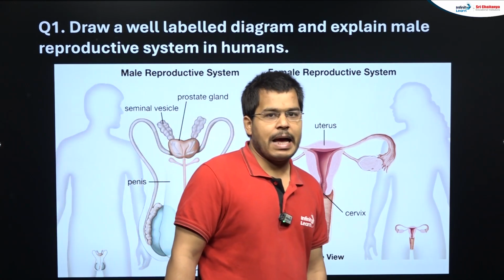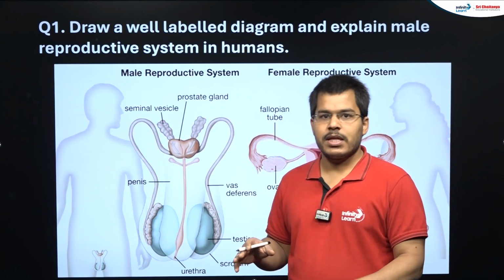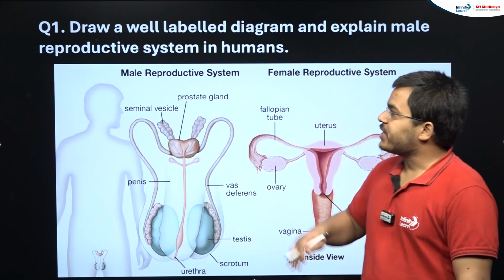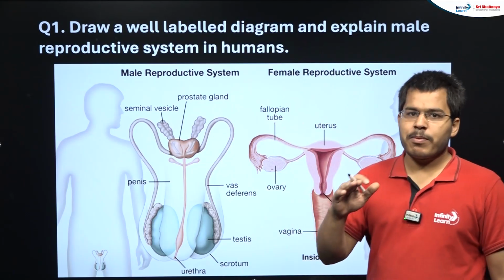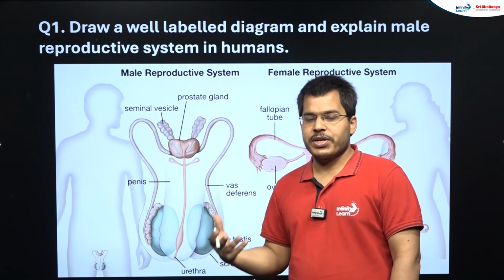After COVID, students, what happened? The diagrams are not coming in the exams as usual. They were coming before COVID. So this type of question has a very low probability of coming: draw a well labeled diagram, a diagram formation type of question.